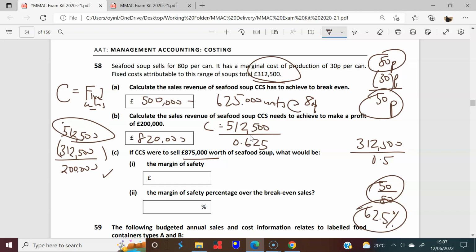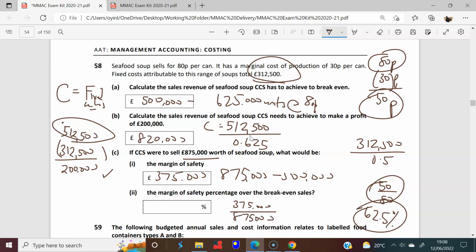So if you were to sell 875, what would the margin of safety be? Well, given that break-even is 500,000, the margin of safety would be 875,000 minus 500,000, right? Which would be 375,000. That would be the margin of safety, the difference between what your planned sale is and what break-even is. And therefore the margin of safety percentage over the break-even sales is really saying again, find that margin of safety, 375,000, divided by what we were planning to sell, right?